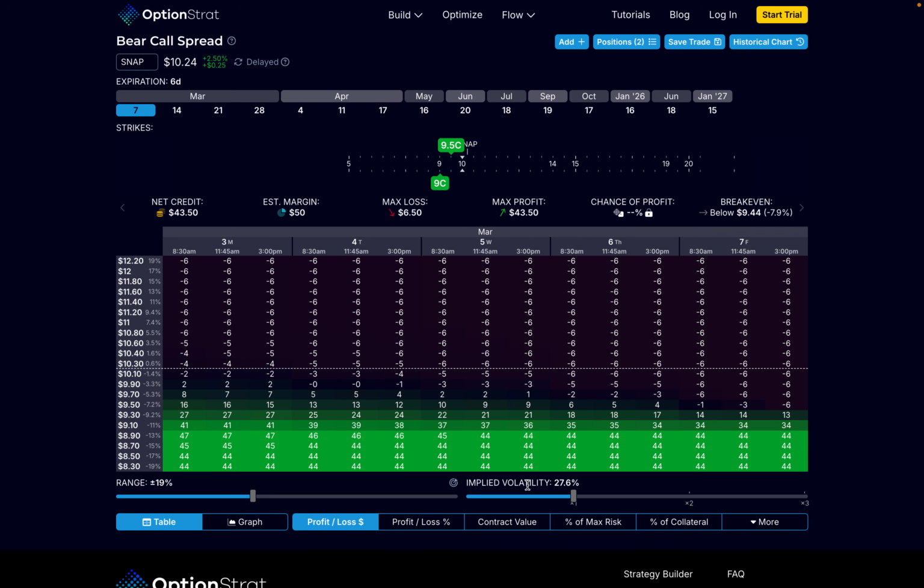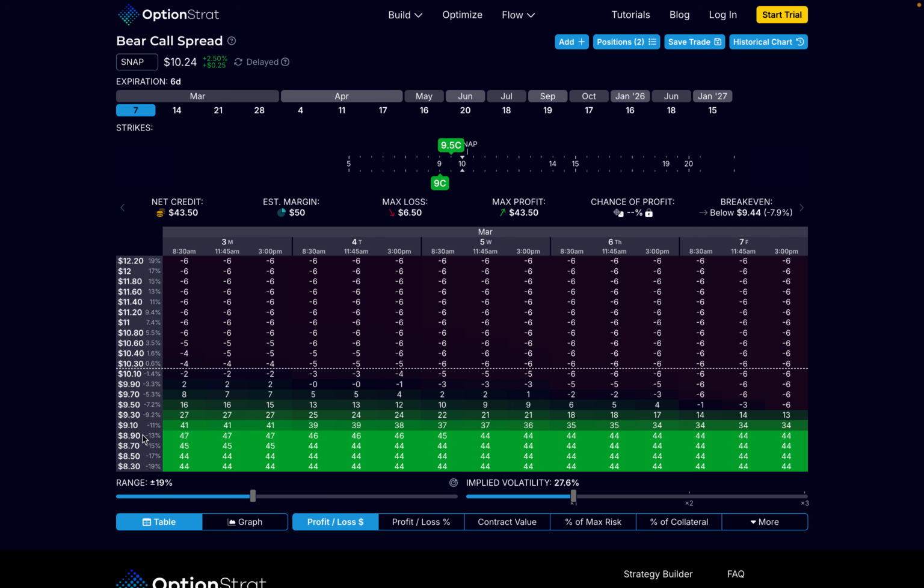And we can also mess around with IV to see how this might change with changes in implied volatility. But ultimately, we can see what our profit or loss might be on a date and at a particular share price. Now, what's the problem here with this strategy?